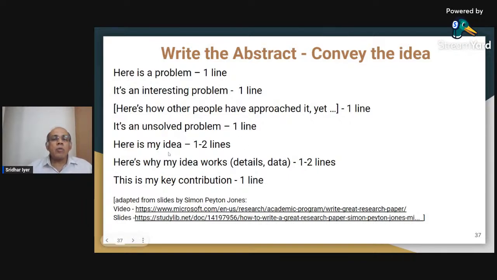Then you talk about your idea to solve the problem. Maybe A, B, and C did it in one way, and you are doing it in a different way. That's the idea that you have to describe. Then you talk about why your idea works: the study that you conducted, the data that you collected, and your key finding. Finally, you write a line saying what the key contribution is, how your idea makes it better for others who are going to work in this area. So that is the first thing to do, to write the abstract, and that will set the tone of how you want to convey what you want to convey.